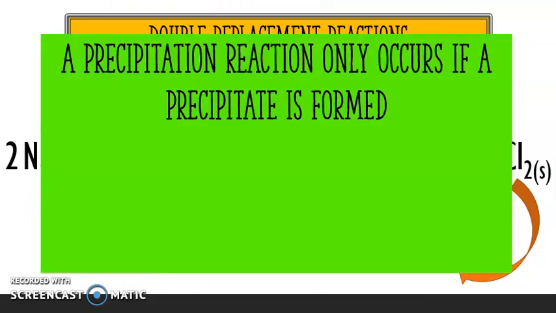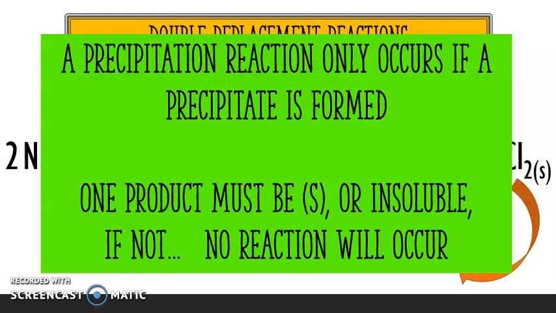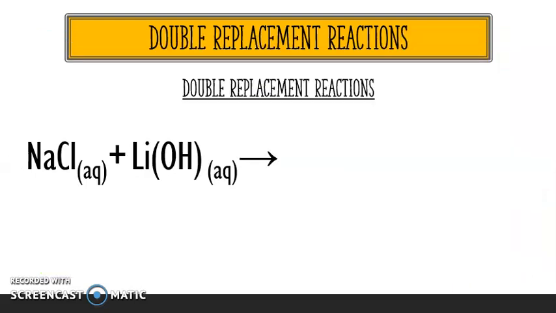Now, what's really kind of neat is that a precipitation really only occurs if a precipitate is formed. And of course, you're probably saying, no duh, but it only really happens if you're going to form that solid. So one of the products on the product side has to be marked as being solid or being insoluble. Otherwise, if it can't be, then when we add those two reactants together, no reaction is actually going to occur. Let me give you an example of this.